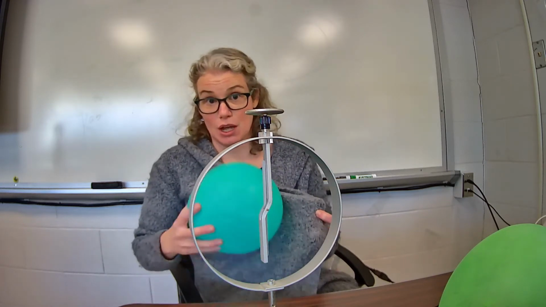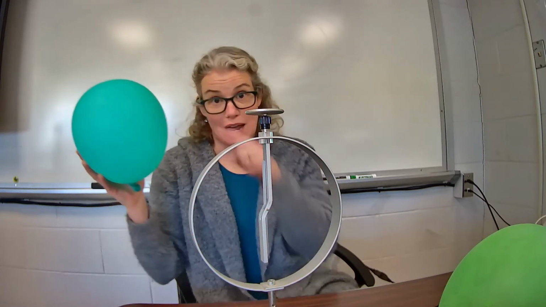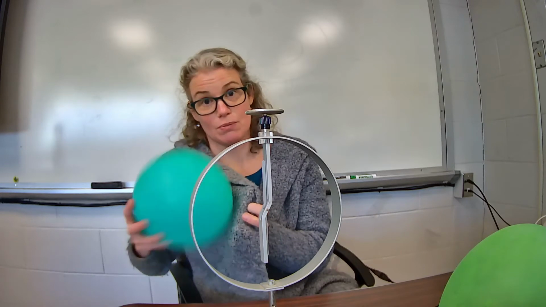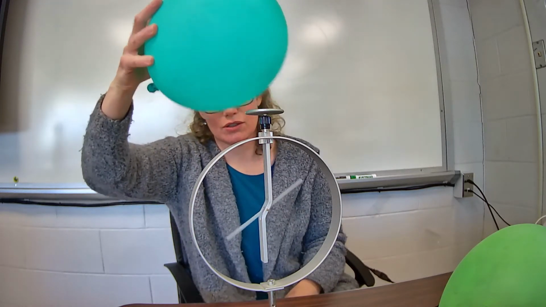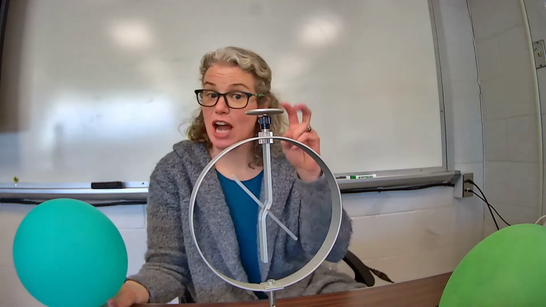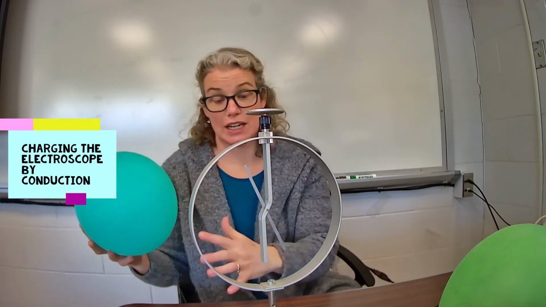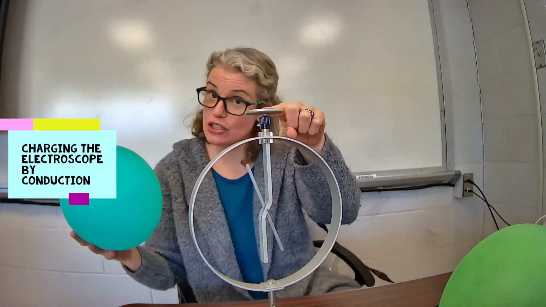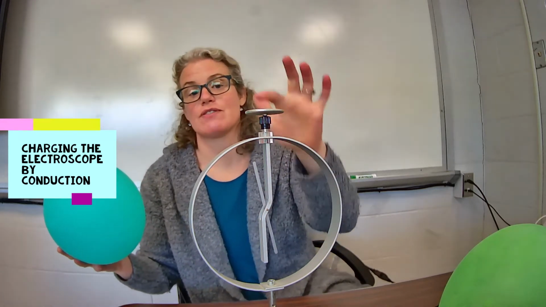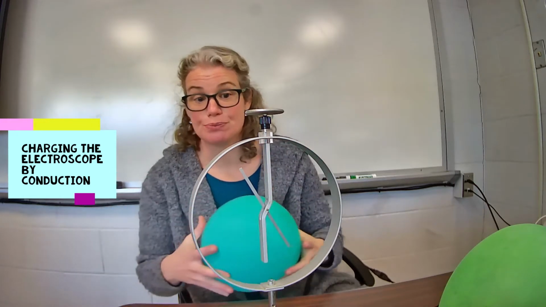Let's try it again. I'm going to rub the balloon. Now there's extra electrons on the balloon. Rub. And touch. Did you hear that little click? That was the sound of a shock or static discharge. So the charges that came from the sweater went to the balloon. Now the balloon has an overall negative charge. And then when I touched the electroscope, the charge transferred into the electroscope.